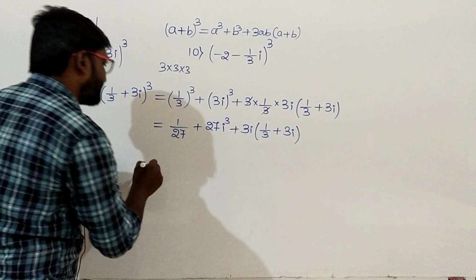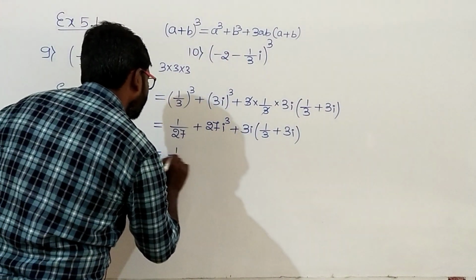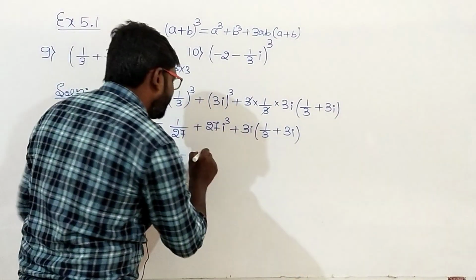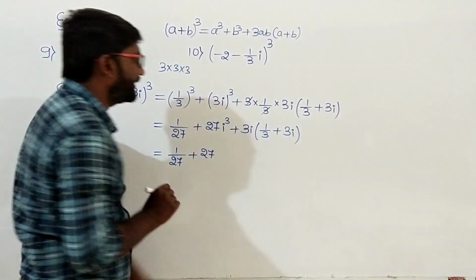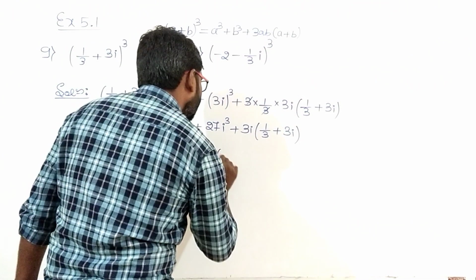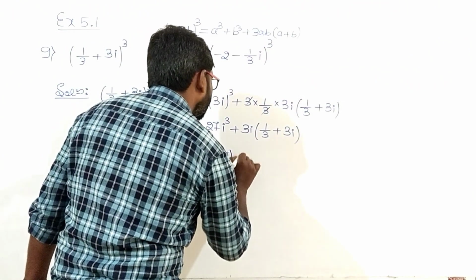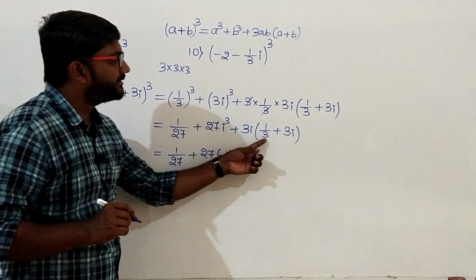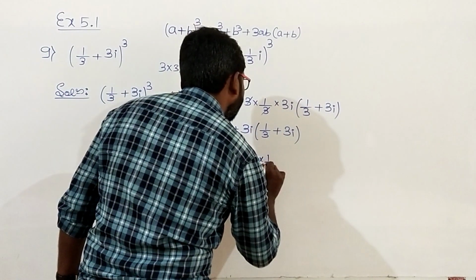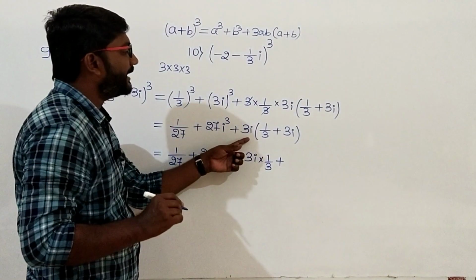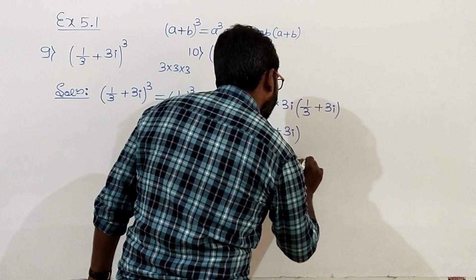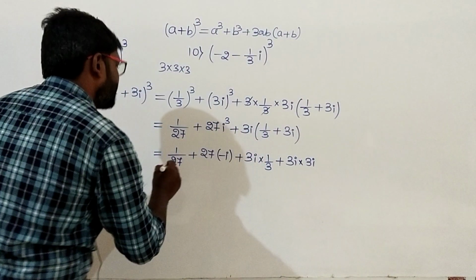Now in the next step, 1/27 plus 27, write it as it is. Then what is the value of i cube? i cube is nothing but minus i. So I write minus i here. Then plus, multiply 3i with these two terms: 3i into 1/3, plus 3i into 3i. So simplify again.